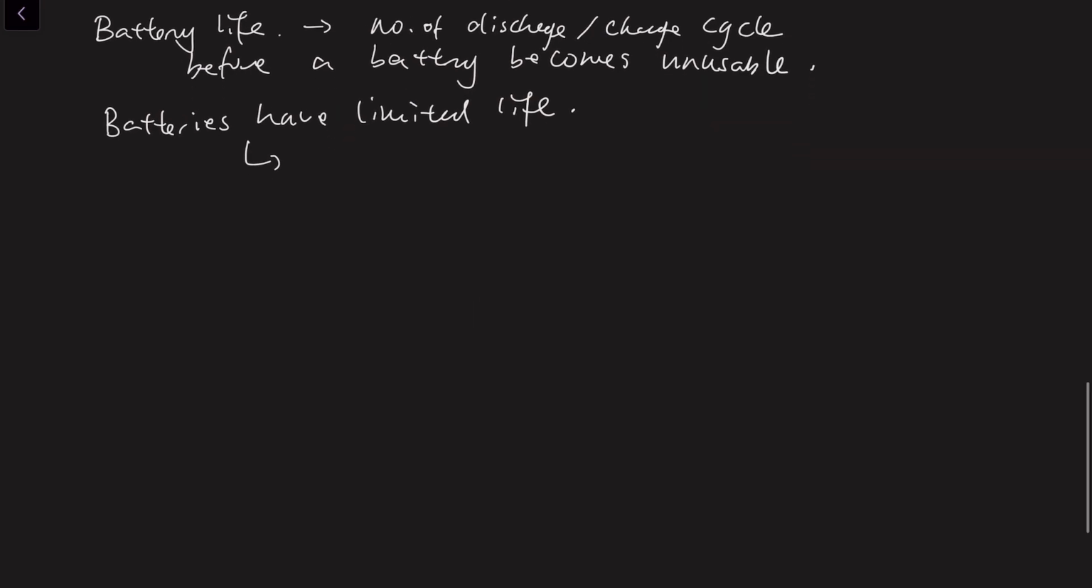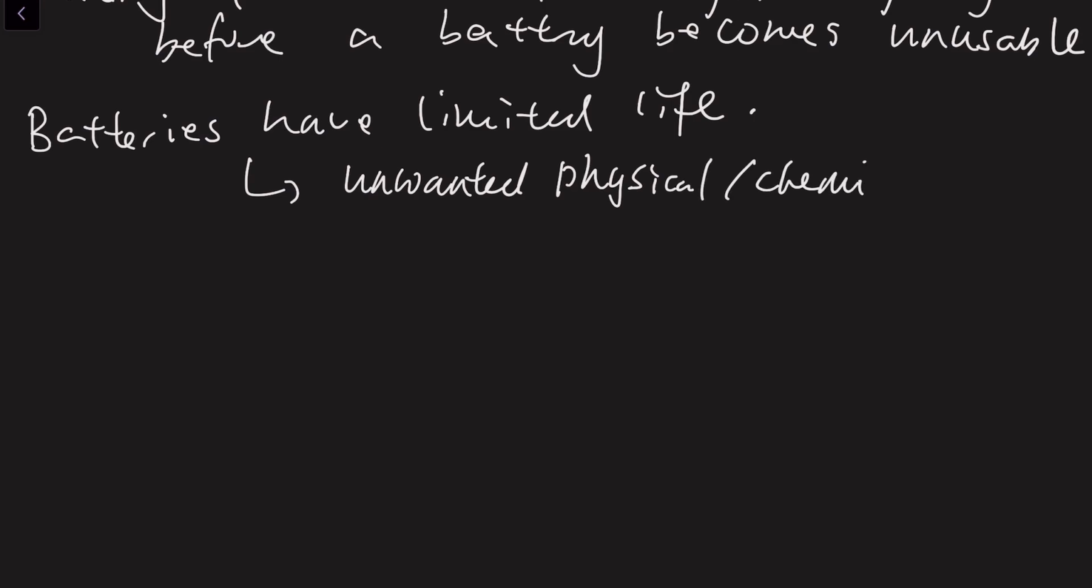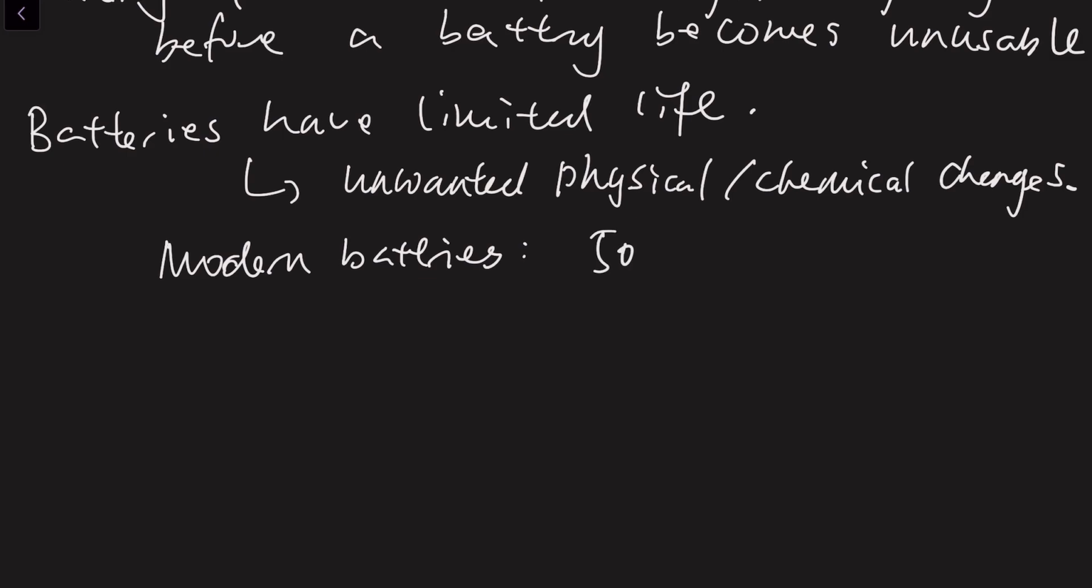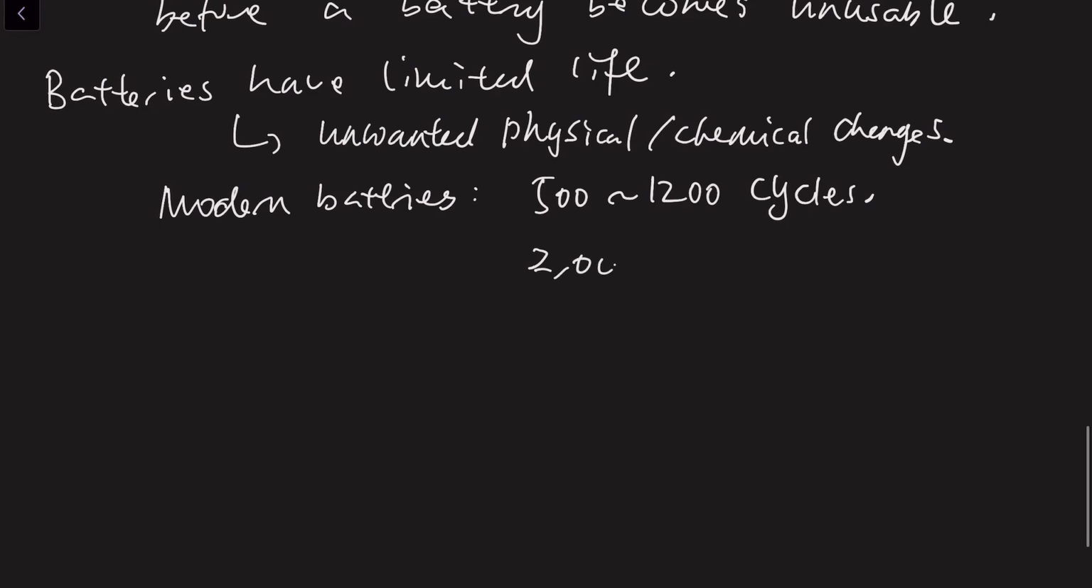Because during this recharge and discharge cycle, we have some unwanted physical and chemical changes. And the performance of batteries deteriorates after each charge and discharge cycle. Modern batteries can have a lifetime of between 500 and 1200 cycles. And some batteries can even go up to 2000 cycles.